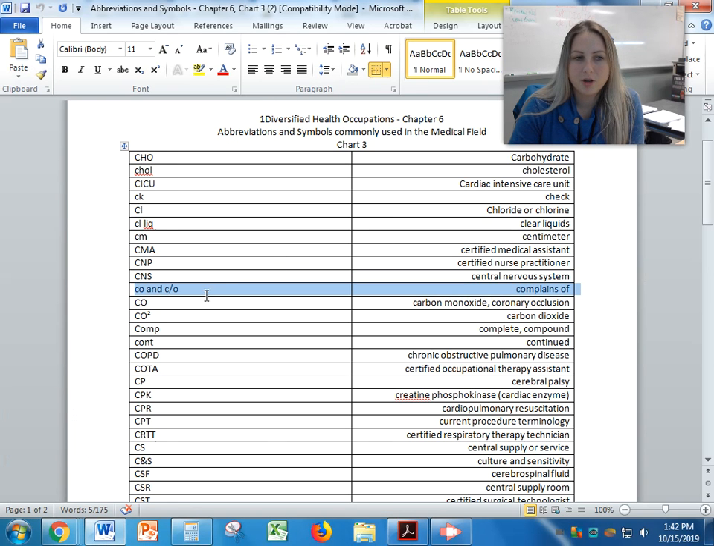CO or C/O, all lowercase, means complains of. So quite frequently, as an EMT in my reports, I'll put unit arrived to the patient's residence to find the patient sitting on the couch. CO, chest pain or difficulty breathing, right? They're complaining of chest pain or they're complaining of difficulty breathing. And I'll put that straight into my report.